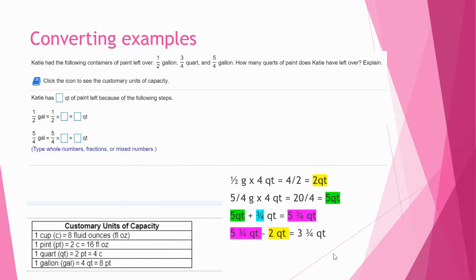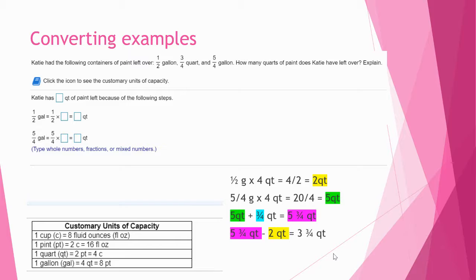The last one that you had, this one had paint left over, 1/2 gallon, 3/4 quart, and 5/4 gallon. How many quarts of paint does Katie have left over? Well, what you had to do was convert the 1/2 gallon into quarts. If we look on our chart, we know that there are 4 quarts in a gallon. So you multiply the 1/2 gallon times 4 quarts, you get 4 halves, which we know when we convert is 2 quarts. 5/4 gallon times 4 quarts is 20/4, which we know when we convert is 5 quarts.